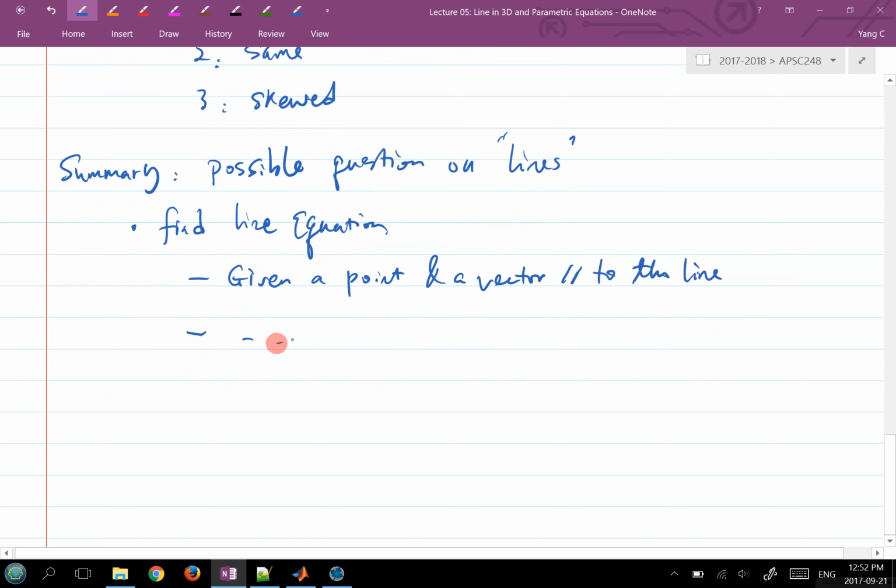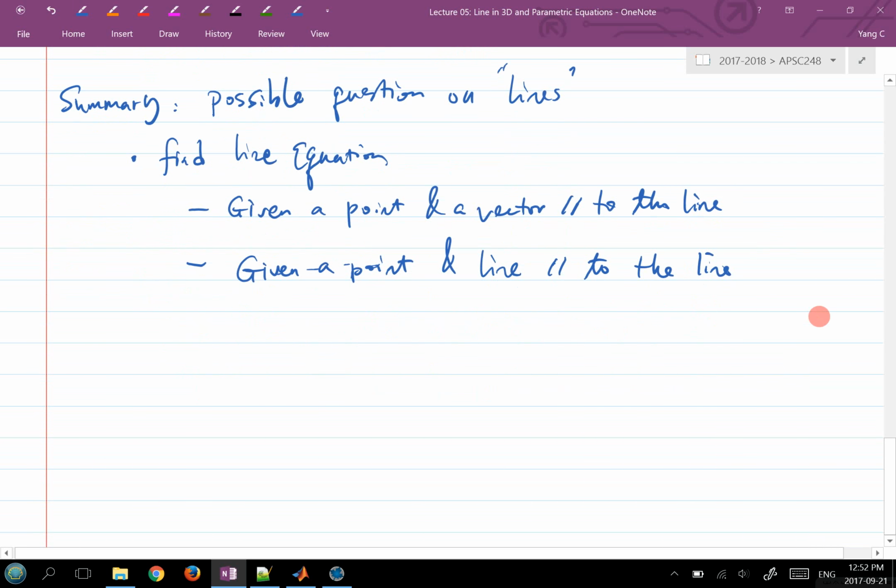Or sometimes you're given a point and also a line, and you're asked to find a line passing through the point that is also parallel to the given line. That's quite simple, because if you're given another parallel line, you can easily extract a parallel vector from it, and then use the same parallel vector to construct this new line.